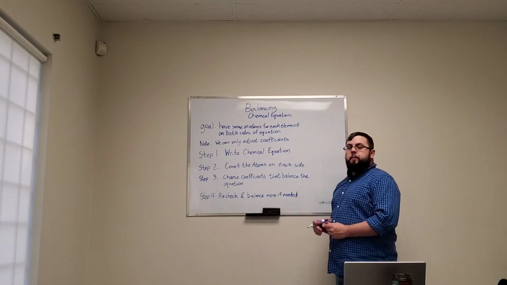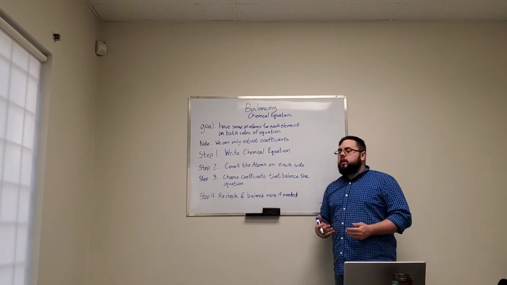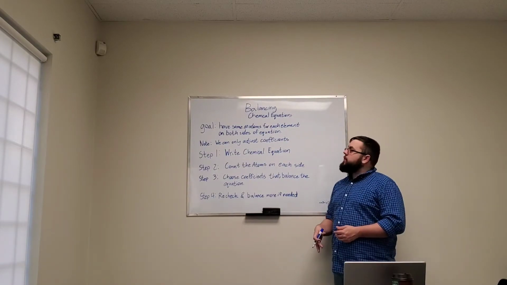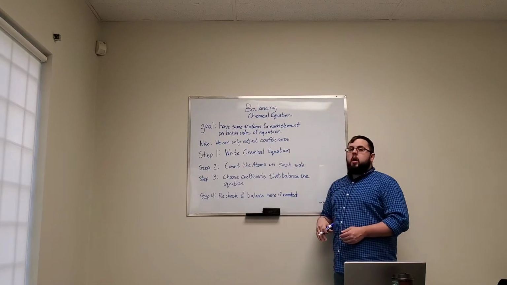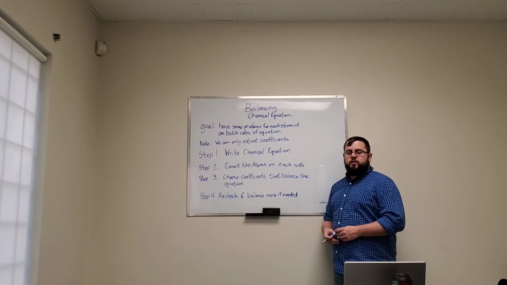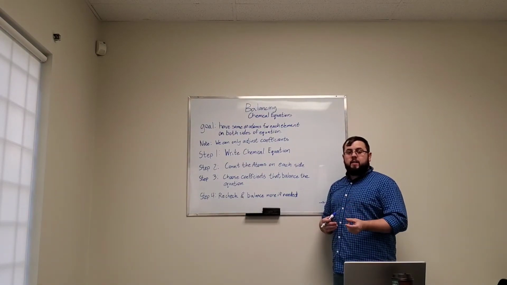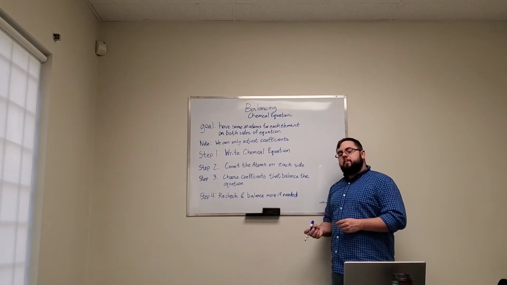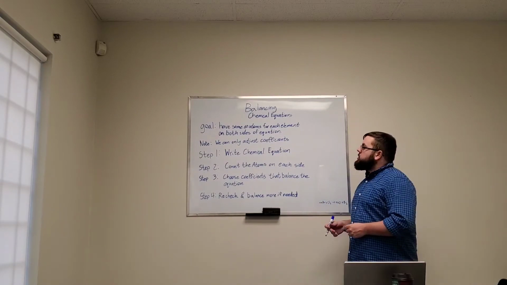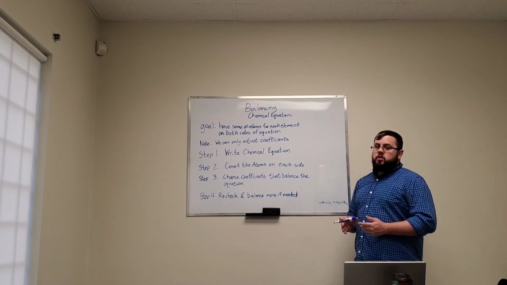Today we are talking about balancing chemical equations. Our goal here is to have the same number of atoms for each element on both sides of the equation. Remember, we have the law of conservation of mass that says that the mass on the reactant side has to be the same as the mass on the product side. So whenever we have a chemical equation, we need to make sure that it's balanced.